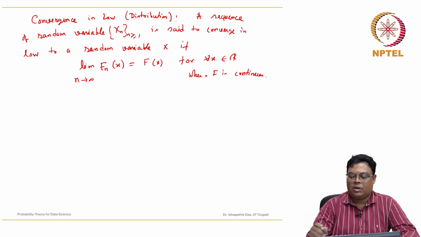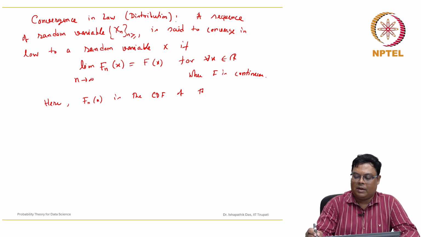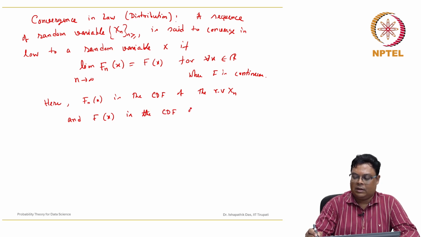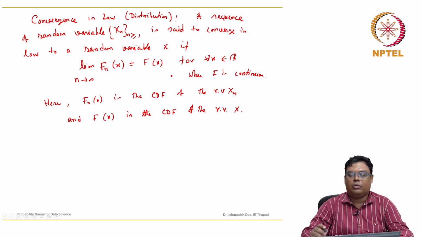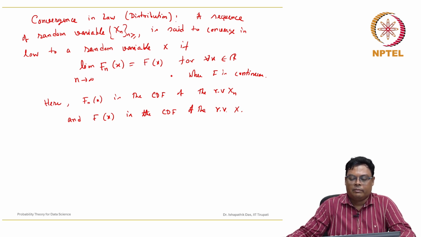So for all those x where F is continuous, Fn equals F in the limit. Here the notation is that Fn(x) is the cumulative distribution function of the random variable xn, and F(x) is the cumulative distribution function of the random variable x. So this is the convergence in law. We will discuss some more examples in the following lectures, whenever we learn theorems or results, and see how it is utilized.